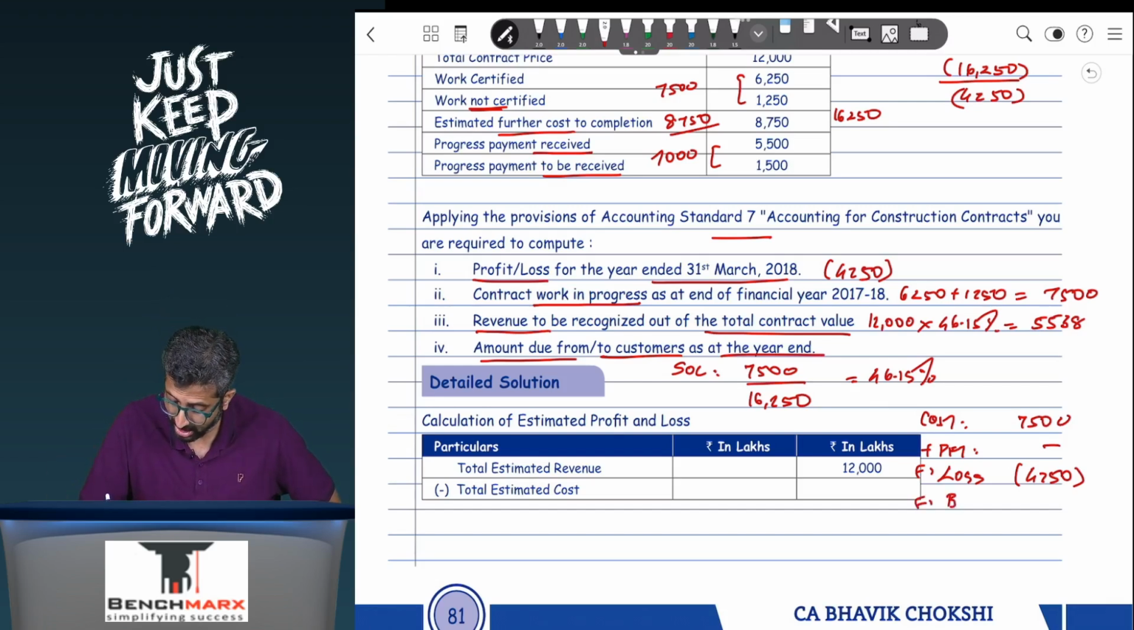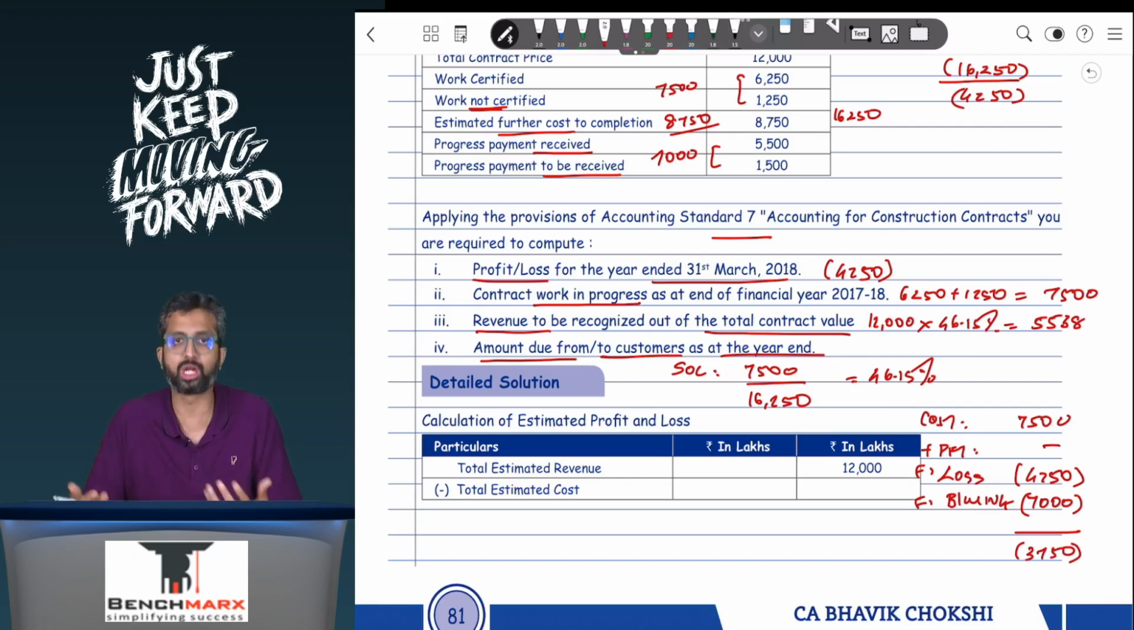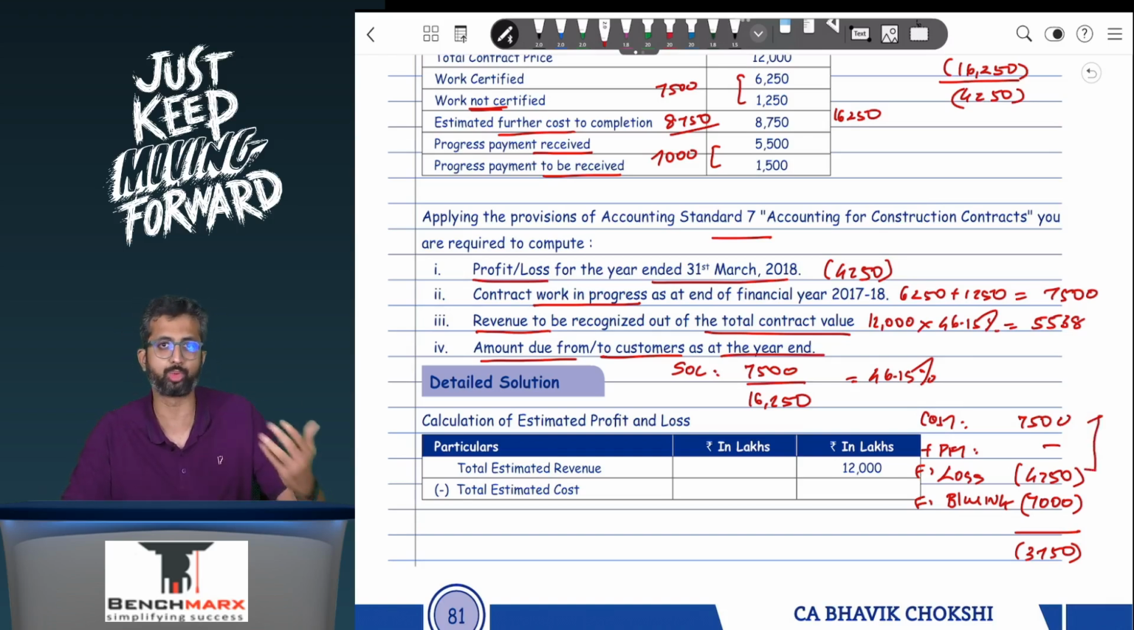But how much have I done? Progress billings, well, 7,000. No, money received is only 5,500. We are going to subtract the progress billings over here, and hence this is 7,500 minus 4250 minus 7,000, and this comes to 3750. This is the amount due to the customer, because for something which is 7,500 minus 4250, you have actually billed up to 7,000, and hence 3,750 is the amount due to the customer if it comes.